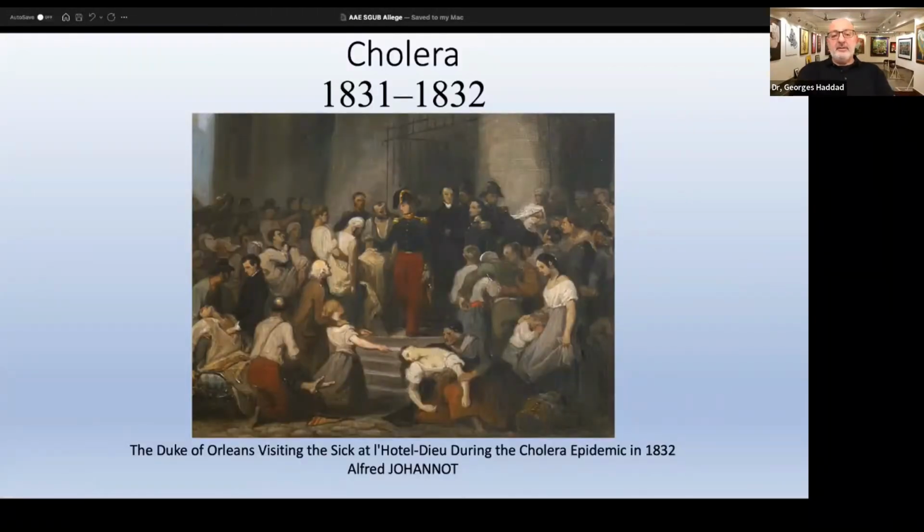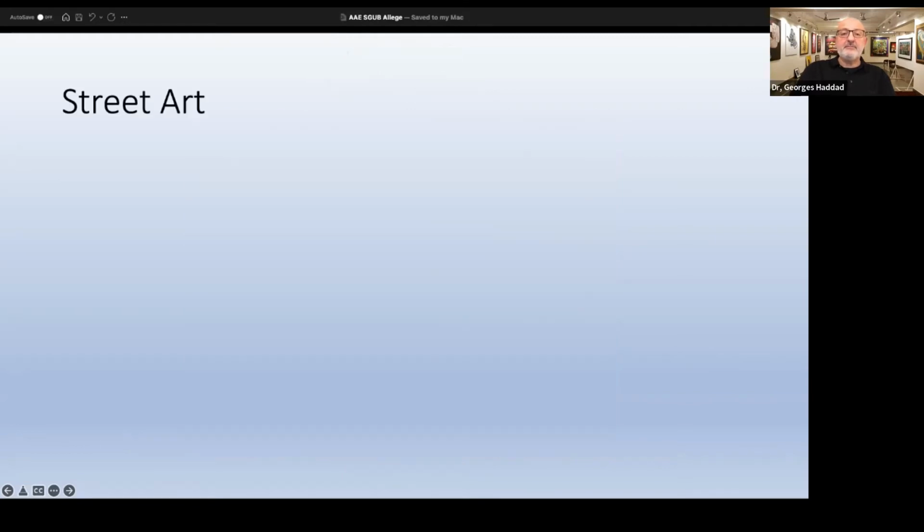Well, Napoleon III did not have the same courage when the Duke of Orleans visited the sick from the cholera epidemic in 1832. He didn't touch anybody, and you can see that he's not touching anybody. And unfortunately, the person who was accompanying him fell sick with cholera and died.